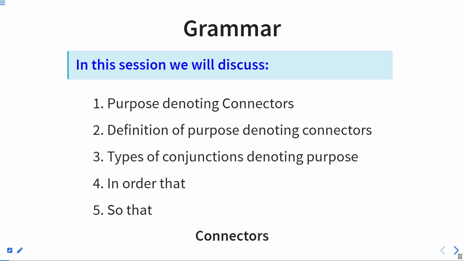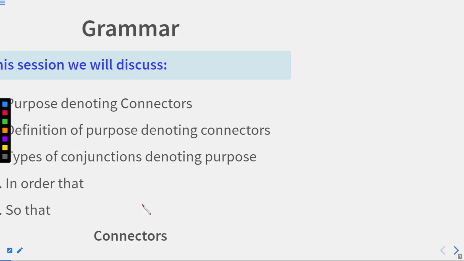In this session, we will discuss purpose denoting connectors. After that, we'll discuss the definition of purpose denoting connectors, then types of conjunctions denoting purpose, or you can say types of connectors denoting purpose. After that, we'll discuss some purpose denoting connectors, that is in order that and then so that. So let's begin the session.